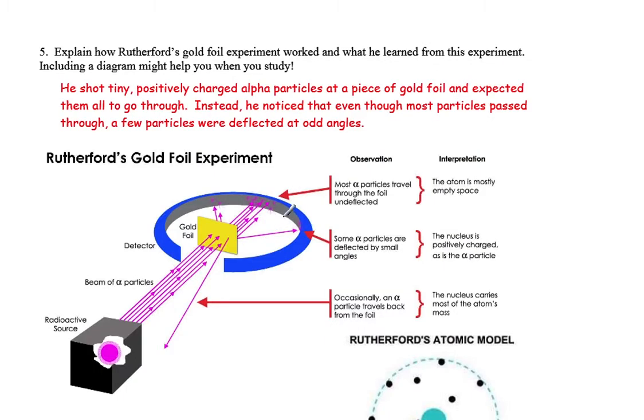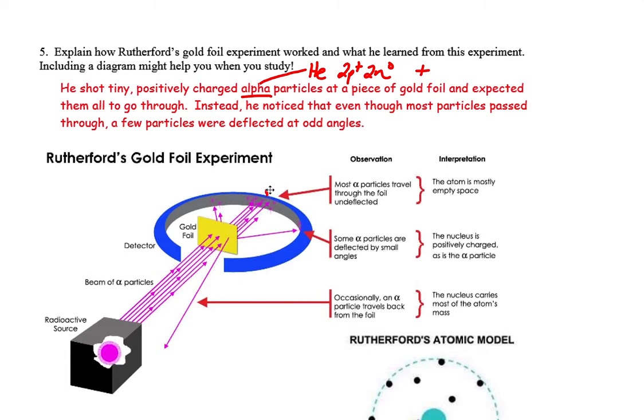His student came along, Rutherford came along, and ran an experiment in which he shot tiny positively charged alpha particles. You now, after doing the nuclear section, know alpha particles are really helium nuclei. So it's got 2 protons and 2 neutrons and no electrons, so it's positively charged. So he shot these little alpha particles at the piece of gold foil. He expected them all to go through.